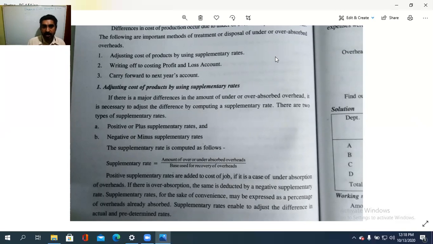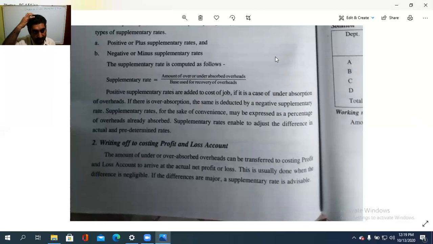There are 2 types of supplementary rates: positive or plus supplementary rates and negative or minus supplementary rates. So supplementary rate is equal to the amount of over or under absorbed overhead divided by the base used for recovery of such overhead. If there is a big discrepancy between the absorbed and actual overheads, supplementary rates are to be adopted.